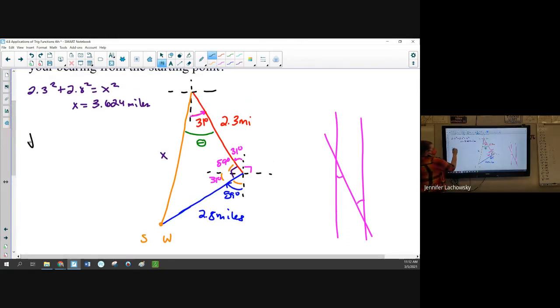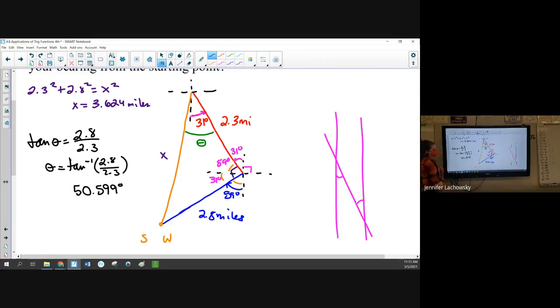Okay. So tangent of theta. Theta equals tan inverse of 2.8 divided by 2.3. That's 50.599. So that means this angle right here is 50.599 degrees.